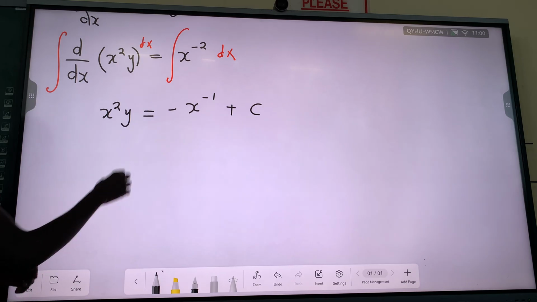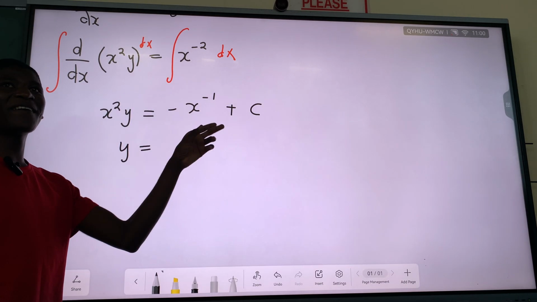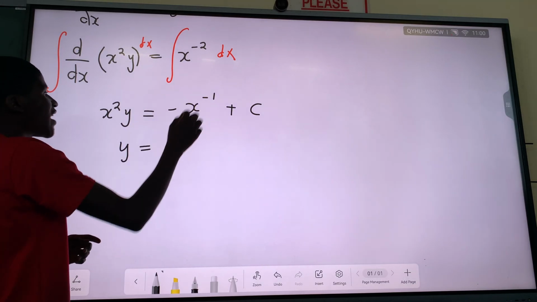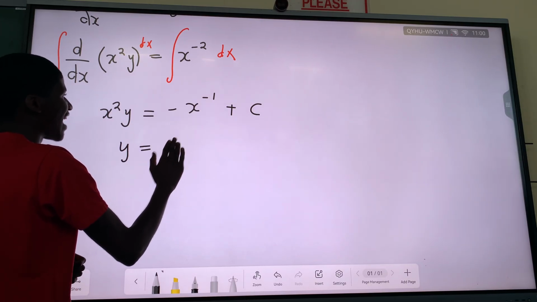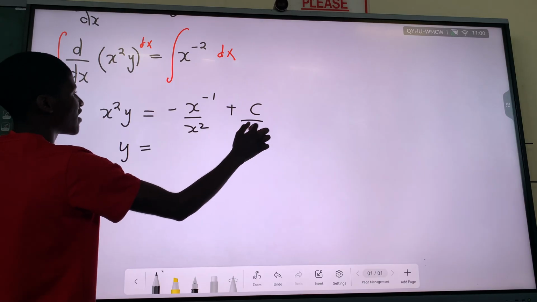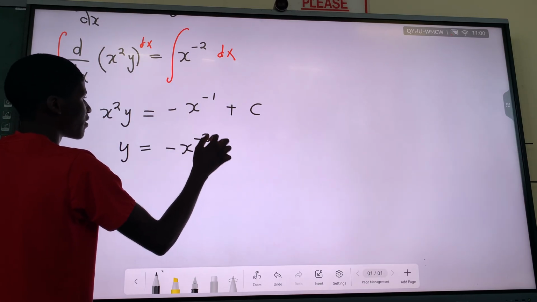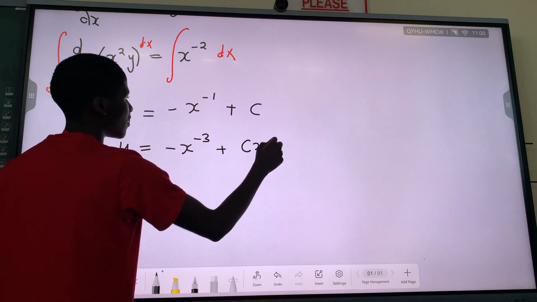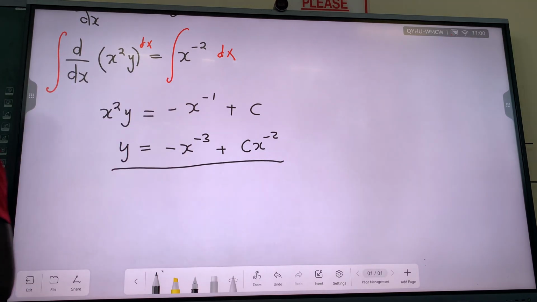To get your y, you divide by x squared on every part, and the constant you also divide by x squared. Let's not forget that: divide by x squared. If you divide by x squared, we get minus x to the power of minus 3, and then plus c over x squared. Now we are writing in this formula. This is your answer. It's a general solution.